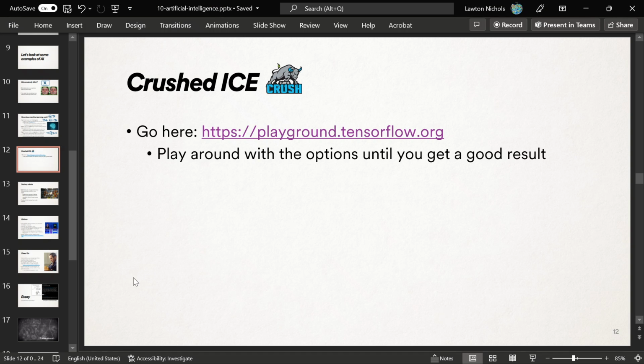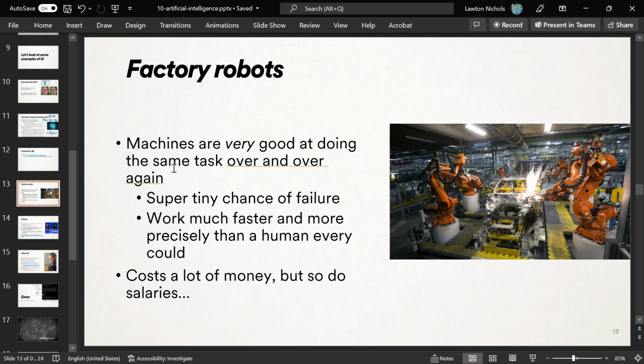Okay, so I just have a bunch of other examples, and that will close out the day if we're doing okay. So here's some examples of machine learning. We've talked about how computers and programs are really good at getting the right answer, of always doing the same thing. Factory robots are one great example of that, right? Because you could program a machine to do the same exact task over and over again, and it's never going to get tired or complain, right? That's the idea. It's never going to fail unless it fails catastrophically, most likely, right? Super tiny chance of failure, works much faster than a human could, more precisely than a human could.